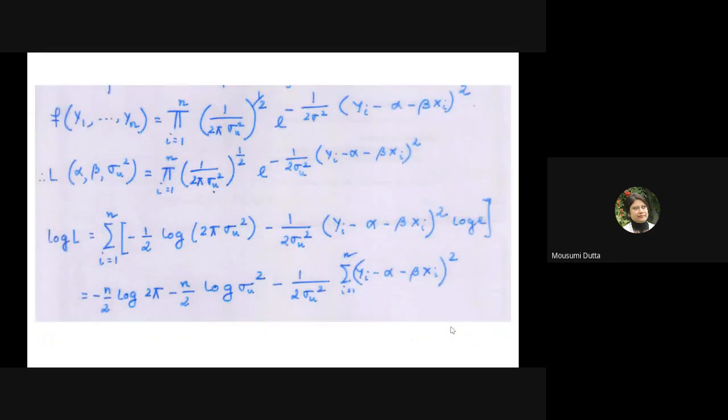Since I am on the next page, I mention the joint density function once again, and from there I'm writing the likelihood function. From the joint density function we are moving to the likelihood function. Structurally, the joint density function and the likelihood function will look alike. Now the likelihood function L will be a function of parameters.